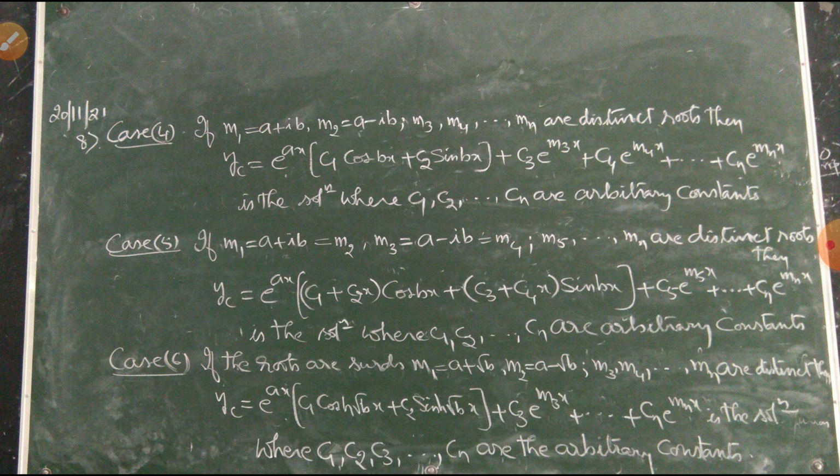mn are all distinct roots, then the complementary function yc is given by e^(ax) (c1 cosh(root b x) + c2 sinh(root b x)) + c3 e^(m3 x) + and so on + cn e^(mn x) is the solution, where c1, c2, c3, etc., cn are all arbitrary constants. I hope this is clear to one and all.